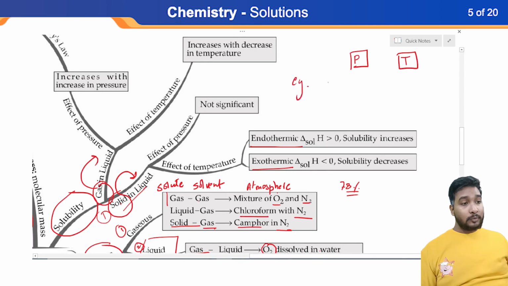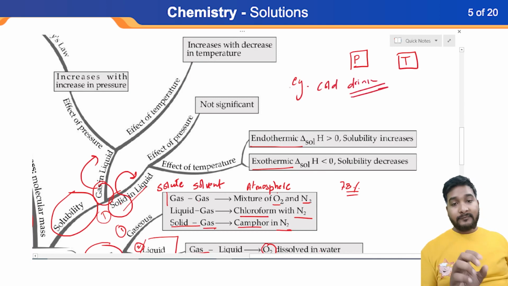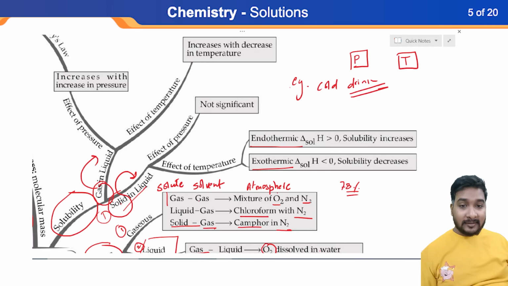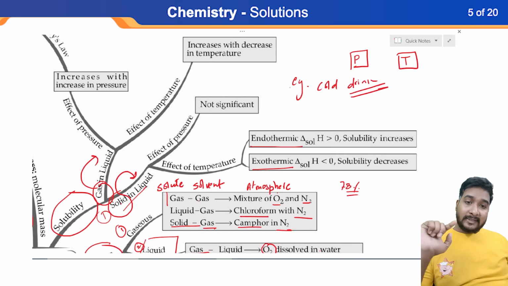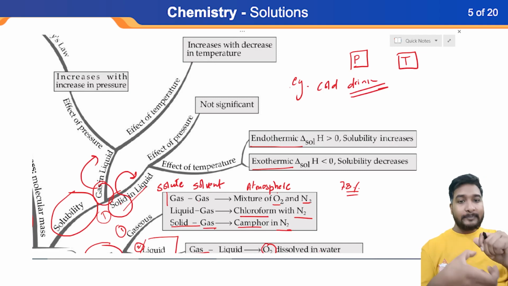We have an example of a cold drink. When we open the cap of a cold drink bottle, a hiss sound appears. Why? Because whenever we open the cap, all the CO2 gas will escape from the bottle to the air, right? Because we are decreasing the pressure.